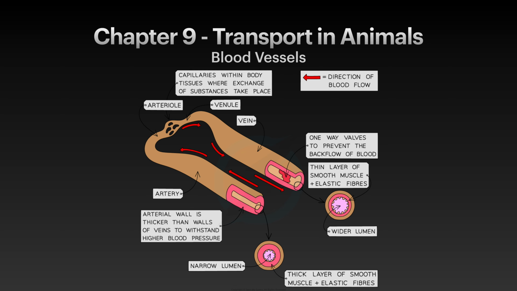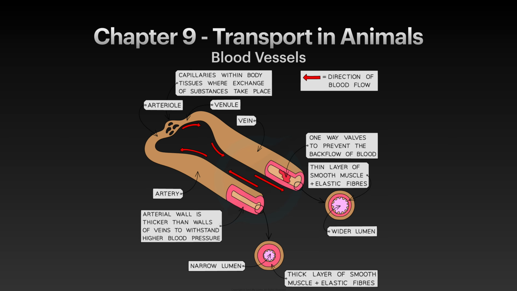Now let's explore the three different types of blood vessels. Blood travels through three main types of these vessels: arteries, veins, and capillaries. Each has a unique structure matched to its function. First up, we have the arteries. Their function is to carry blood away from the heart to all the other parts of the body.